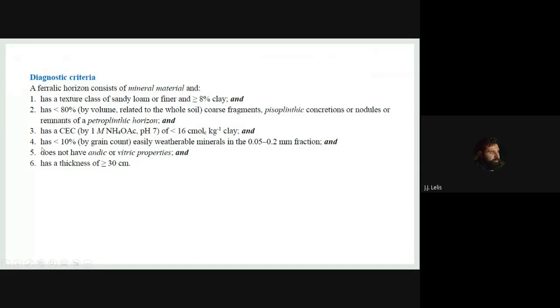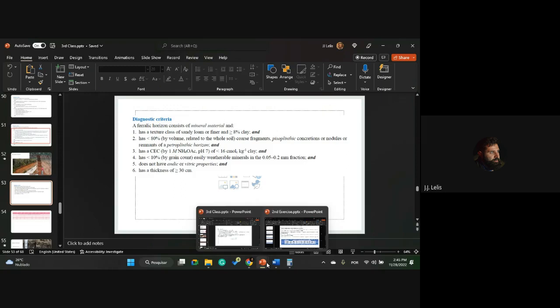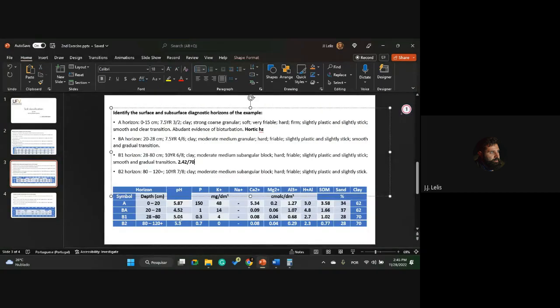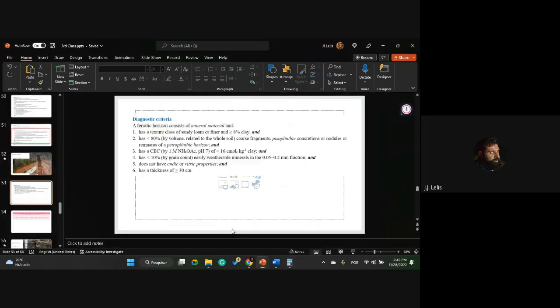It should present a low content of easily weatherizable minerals like feldspar, plagioclase, biotite, and other minerals. We don't have any kind of information about this, but we can consider that in this acidic pH and with this low cationic exchange capacity, we don't have a lot of easily weatherizable minerals.